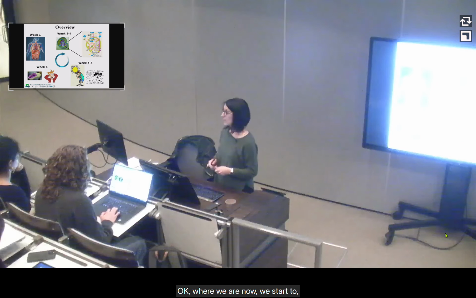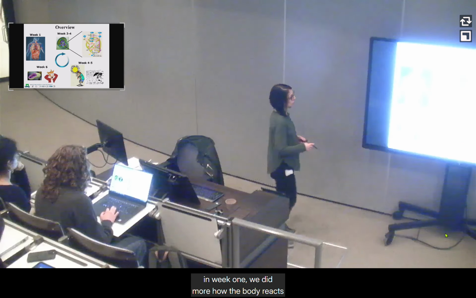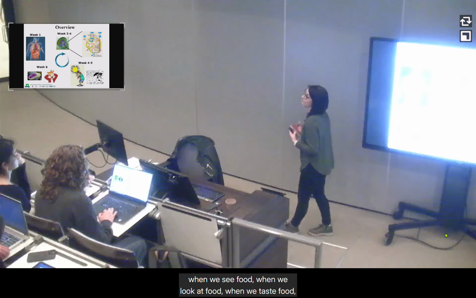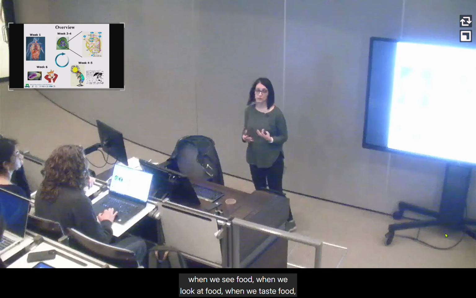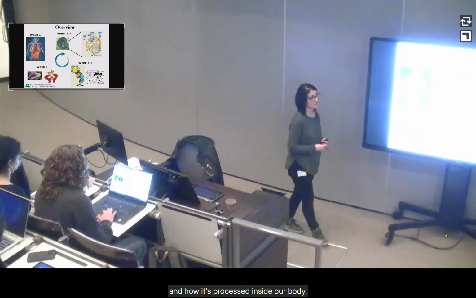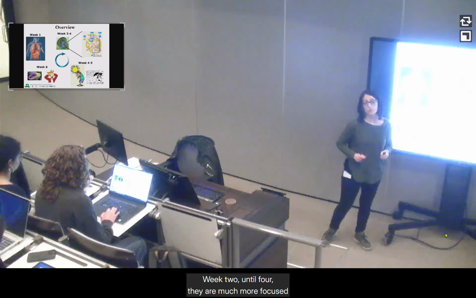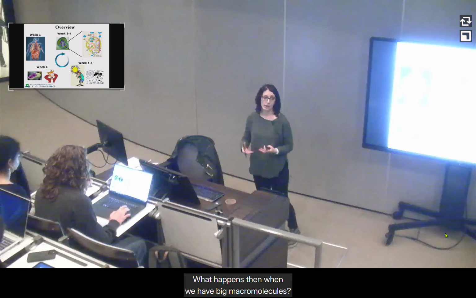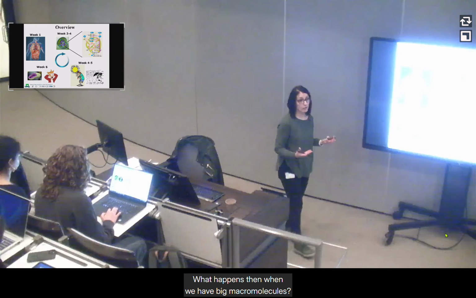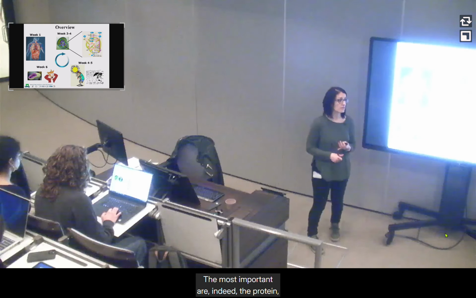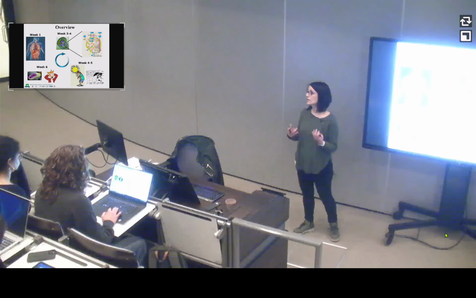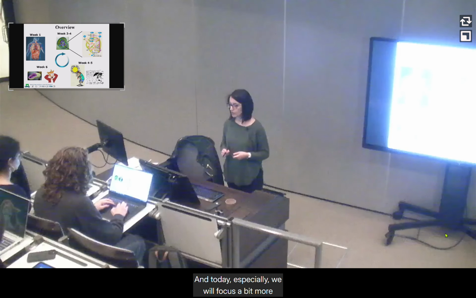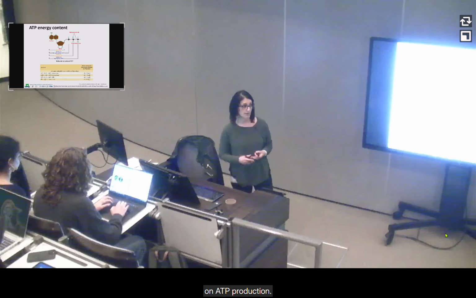Okay, where we are now, we start week 2. In week 1, we looked more at how the body reacts when we see food, when we look at food, when we taste food, and how it's processed inside our body. Weeks 2 until 4 are much more focused on the cellular level. What happens when we have big macromolecules? The most important are indeed protein, lipid, and carbohydrates. What happens on the cellular level? And today especially, we will focus a bit more on ATP production.